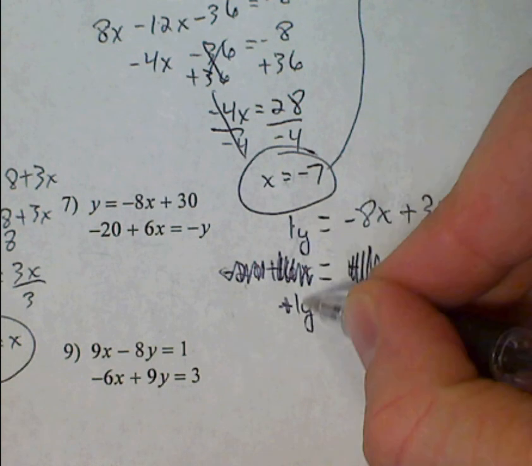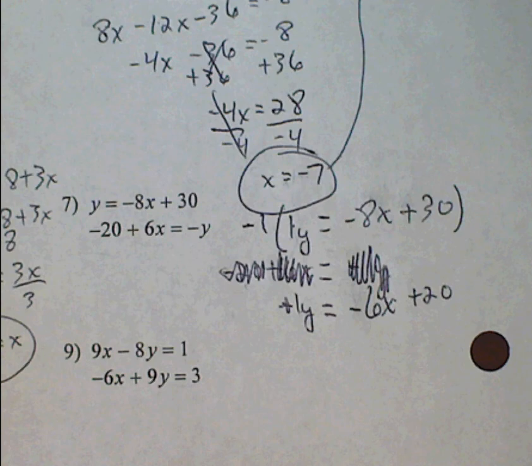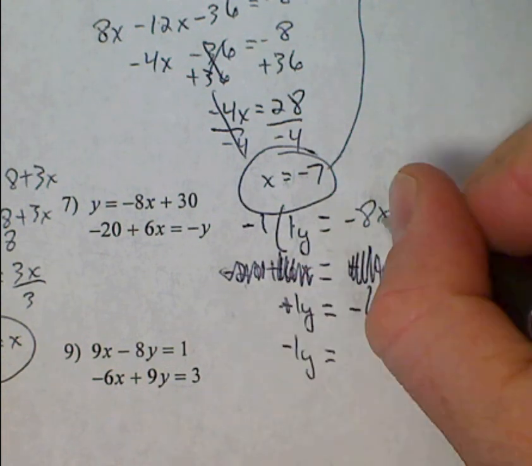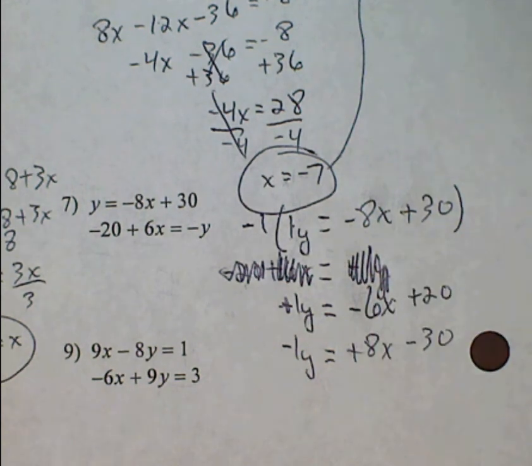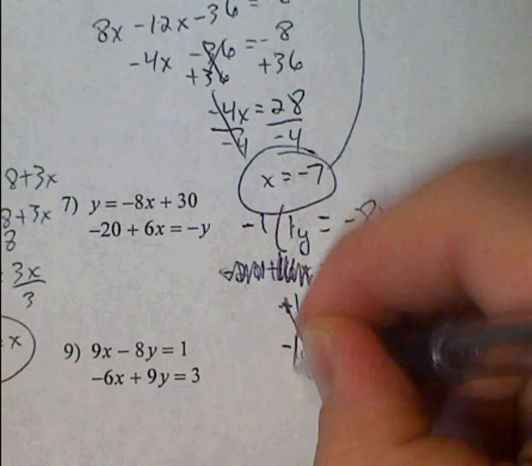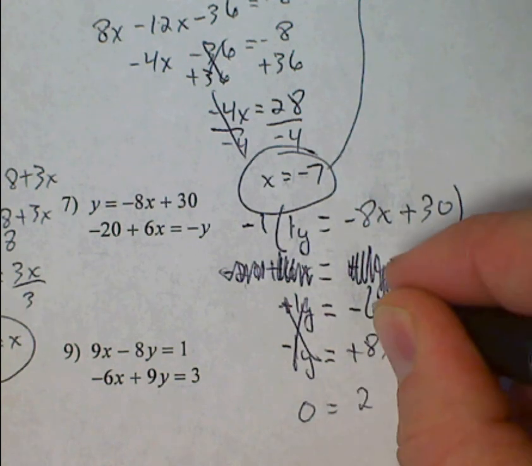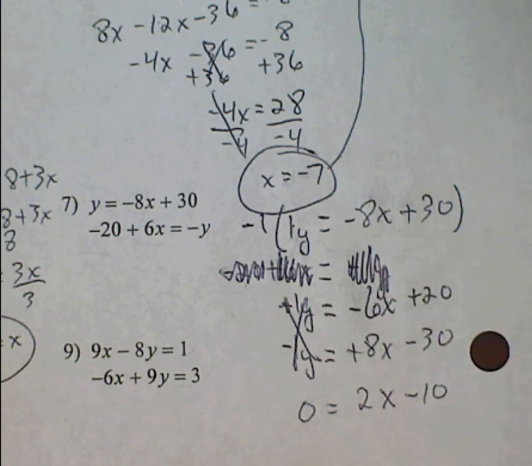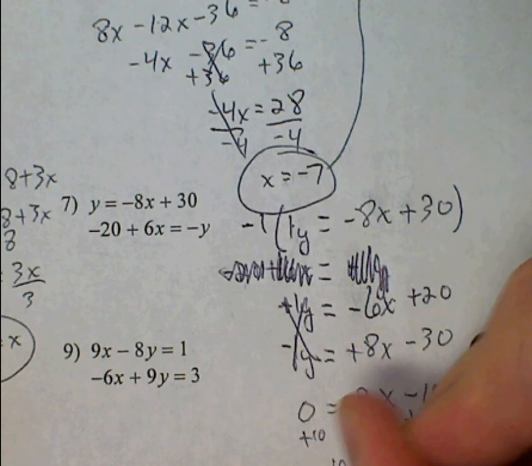Now if this is positive 1 and this is positive 1, I'm just going to go ahead and multiply this by negative 1 to get negative 1. So this turns into negative 1y equals positive 8x minus 30. 1y, negative 1y eliminates. So this gives me negative 6 plus 8 is 2x. 20 minus 30 is negative 10. I'm going to add 10, add 10. 10 equals 2x. Divide by 2.